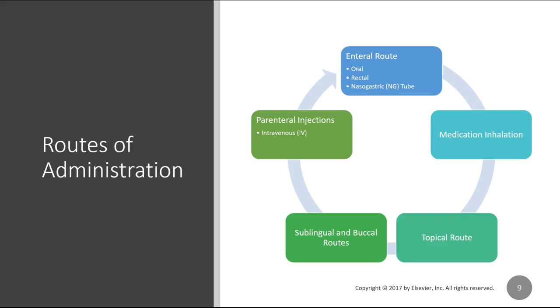All right, so there are different routes of administration. There's enteral, which is oral, rectal, and nasogastric. There's medication inhalation, so that would be like your albuterol for asthmatics, or in nuclear medicine, we'll have them inhale a radioisotope. There's topical route. There's sublingual or buccal, and that's under the tongue or in the cheek. And there's parenteral route, which is our IV.